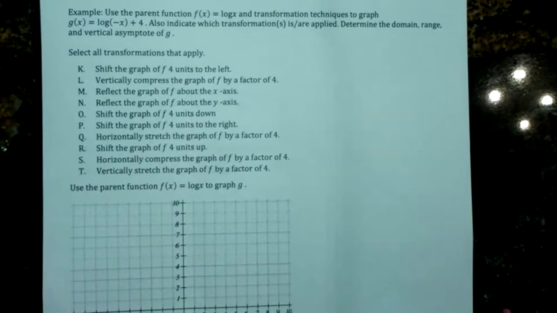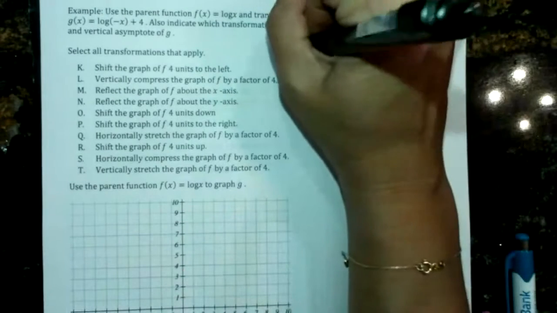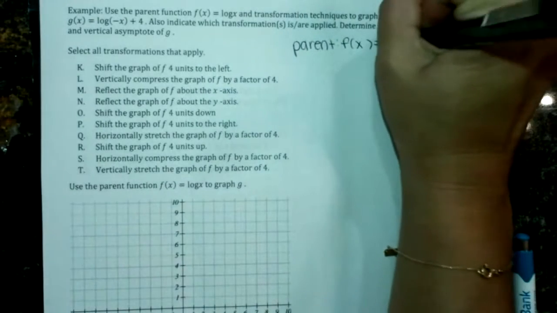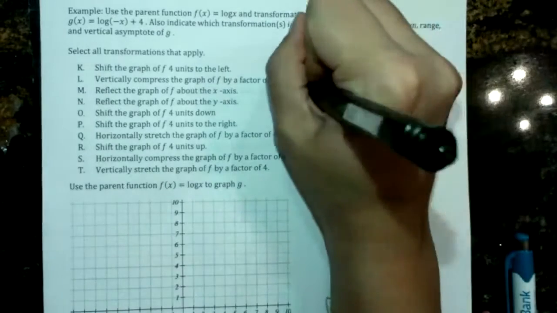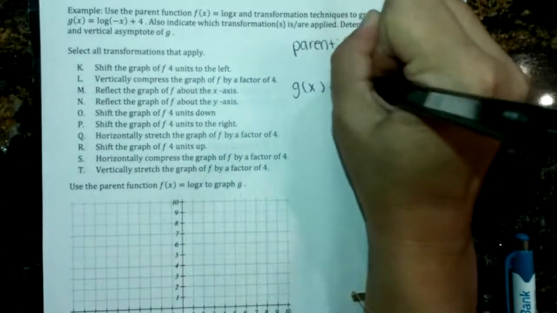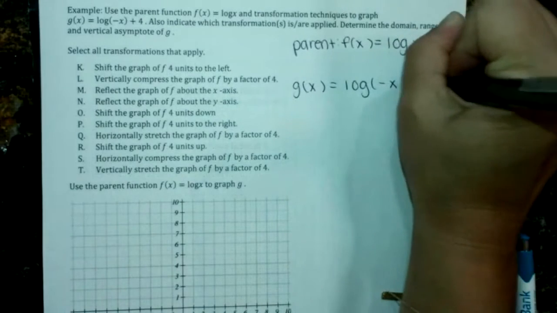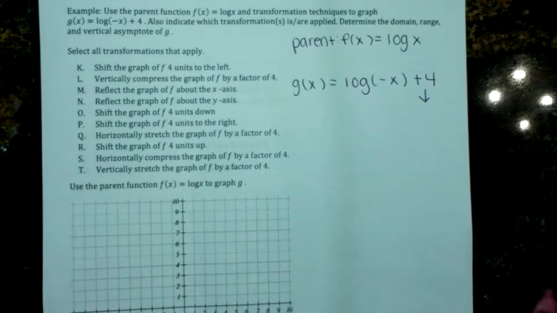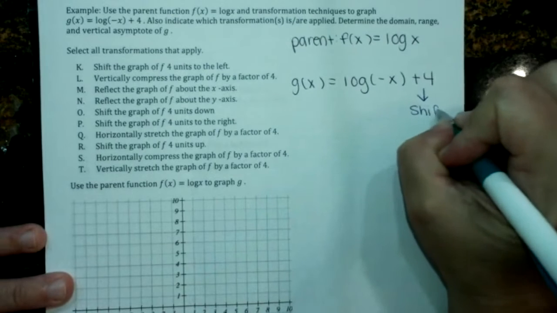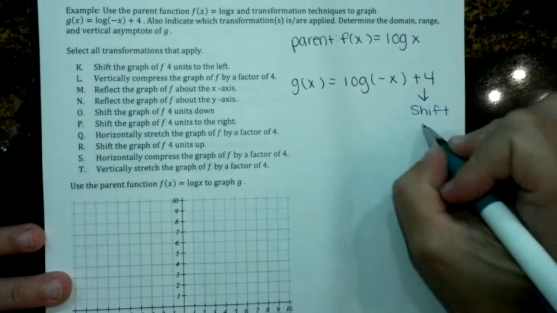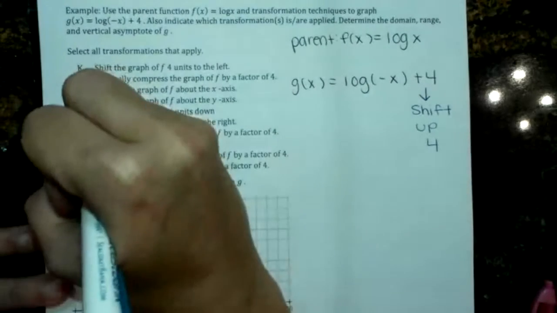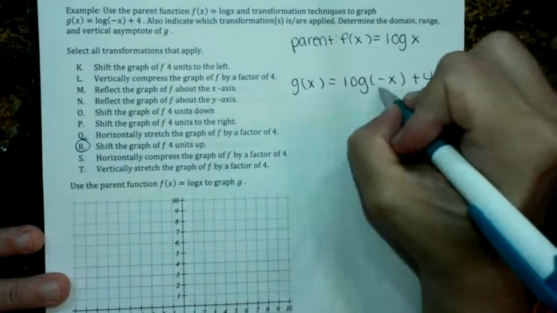There we go. All right, so if we know that our parent is f of x equals log of x, and we're looking at g of x, which equals log of negative x plus 4, so we know that plus 4 is going to be a transformation. It's on the outside, so it's going to be affecting our y values, adding and subtracting or shifting. So we know we're going to shift it on the outside, so it's our y values. So it's positive 4, so we're going to shift it up 4.